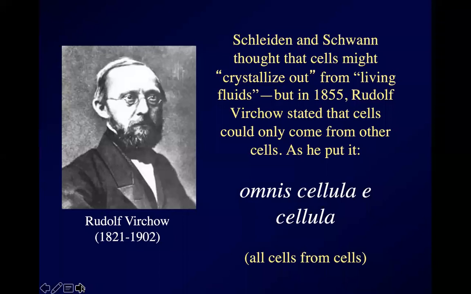Okay. They originally thought that cells might come into existence by some sort of crystallization process. But a guy named Virchow worked out and stated in 1855 that cells could only come from other cells. Cells don't spontaneously appear, at least not under any conditions that we have on Earth now. As he put it, omnis cellula e cellula, all cells from cells.